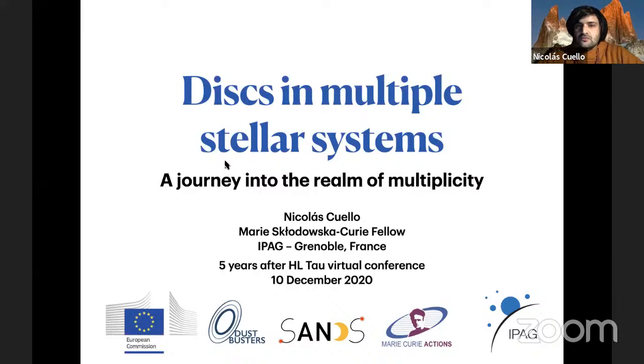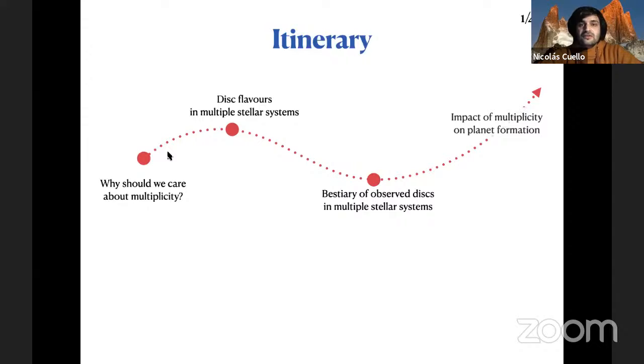So the itinerary for today is going to be like this. We will first start with a bit of context: why should we care about multiplicity? Then we're going to talk about disk flavors in multiple stellar systems. And then we're going to do a multiplicity tour, and we're going to see a lot of observations that happened in recent years. And finally, we will draw some conclusions.